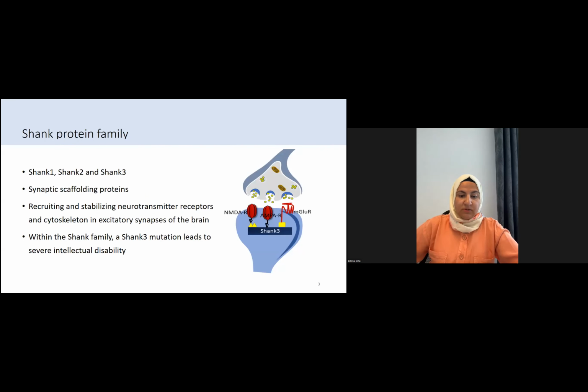The SHANK protein family consists of SHANK1, SHANK2, and SHANK3, and these are synaptic scaffolding proteins, which have a role in recruiting and stabilizing neurotransmitter receptors and the actin cytoskeleton in excitatory synapses of the brain. All three members, SHANK1, SHANK2, and SHANK3, are associated with ASD. However, a deletion of SHANK3 reveals the most severe phenotype, like intellectual disability and Phelan-McDermid syndrome. And that's why I am focused on SHANK3.